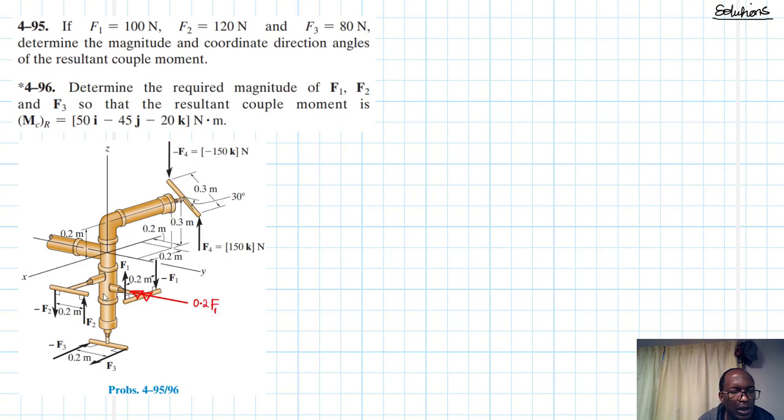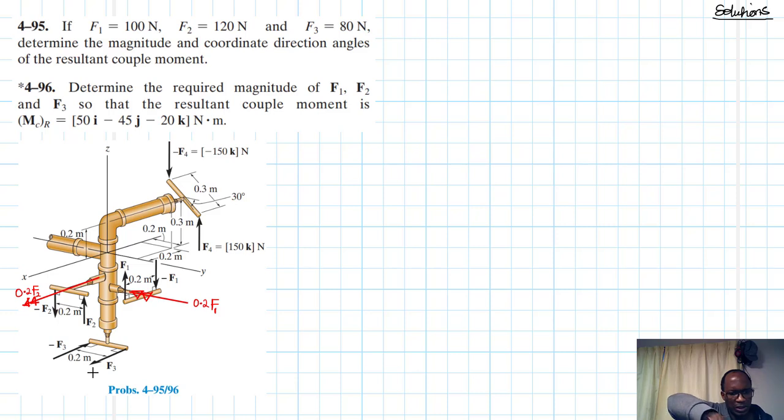Okay, and then F2 is positive, as in the x-axis is positive. Okay, let's draw the arrow. So it's going like so. So what's the value? This is also 0.2, that's the lever arm times the force. So it's 0.2 F2.